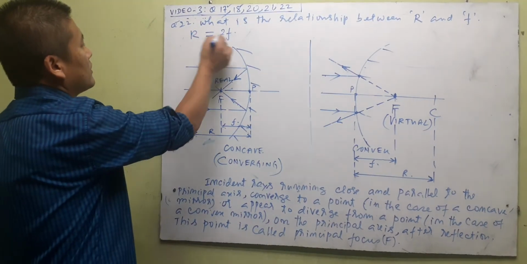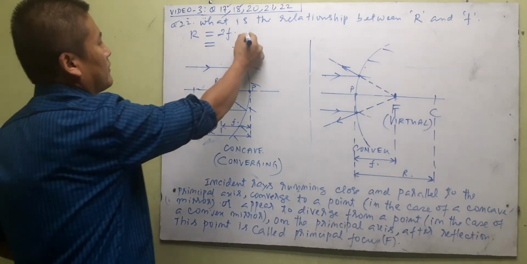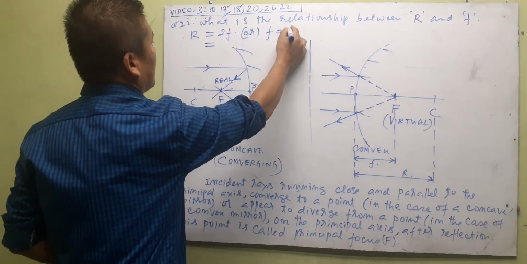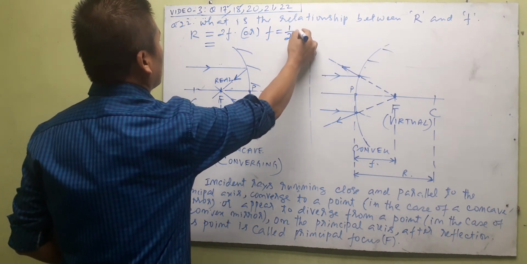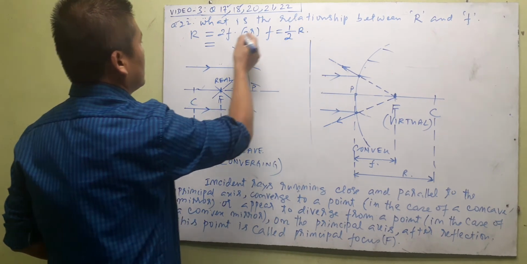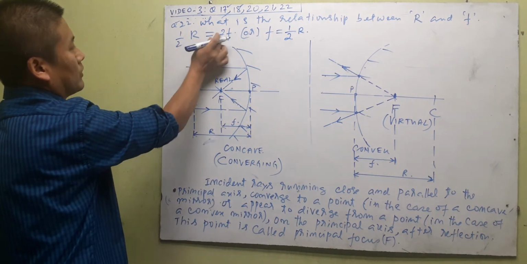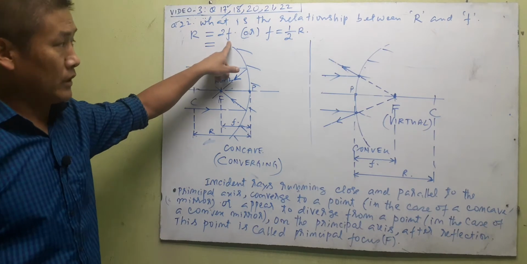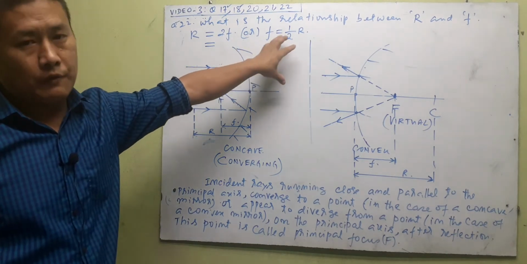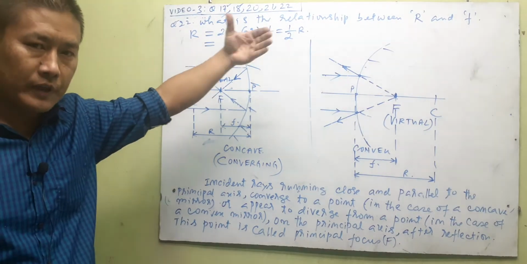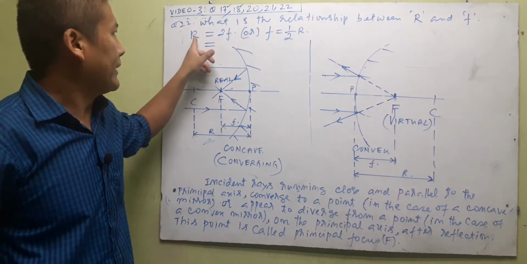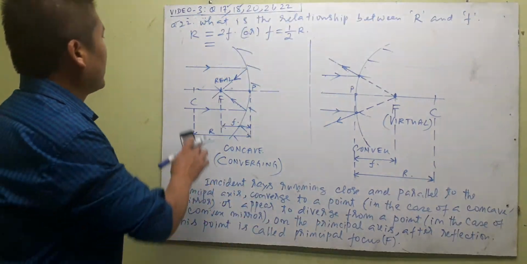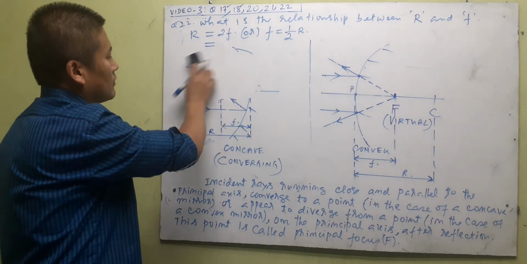So the relationship answer is this: R is equal to twice f, or you can also say f is equal to R by 2, or half of R. See, this 2 goes to the other side, 1 by 2. So this is the relationship. Remember, focal length is always half of the radius of curvature, or the radius of curvature is 2 times the focal length. That's the relationship. Finally, question 21 before we close.